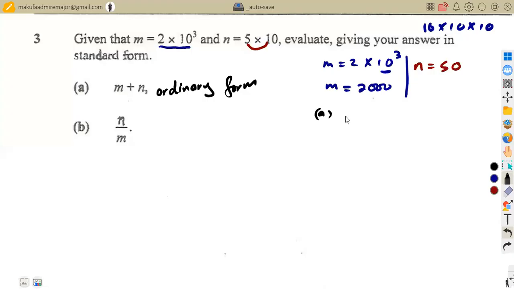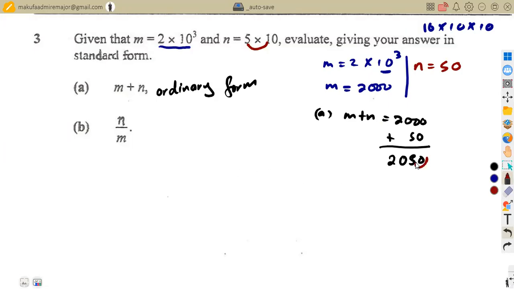So the item A here, m plus n, is going to give us m, which in ordinary form is 2,000, plus 50. This is going to be 2,050: a 0 here, a 5, a 0 here, and a 2. But this number that you're obtaining is in ordinary form. It must be in standard form. Remember, our number in standard form must be between 1 and 10. So we're going to move the comma from where it is. We are given a whole number, so the comma is right at this place.